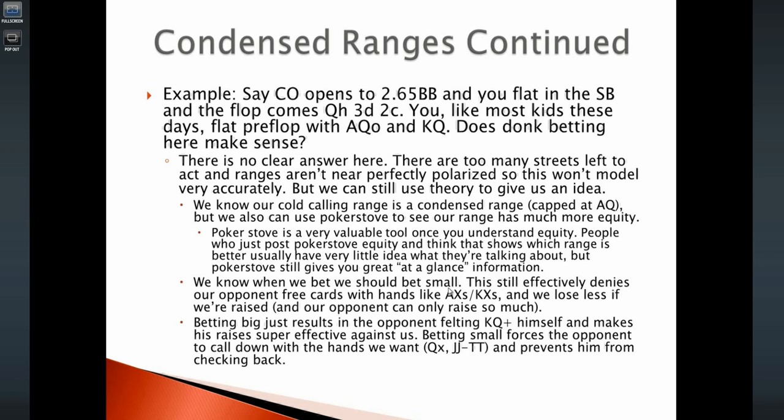So if we do donk bet here, we can get all three streets of value, which is going to be awesome when our opponent has like a weak queen or jacks or tens, because he wasn't going to bet all three streets. In addition, we know overbetting here isn't going to be very effective because it just makes him call down with all of his really strong hands, and we don't have hands that beat really strong hands in our range. So betting small just makes a ton of sense.